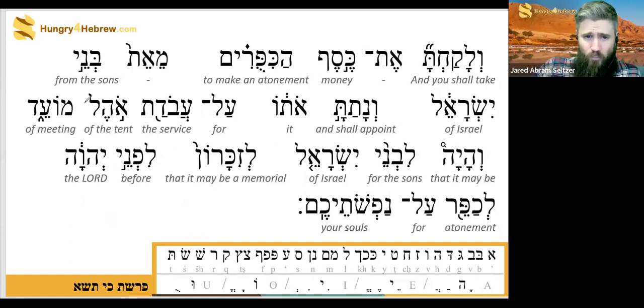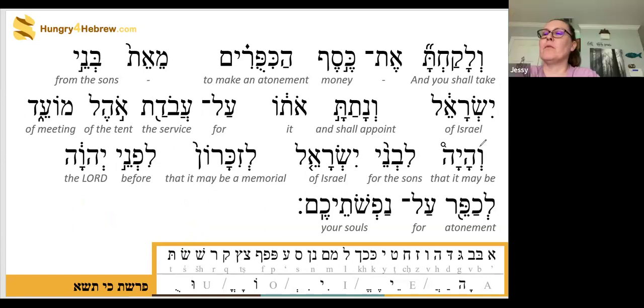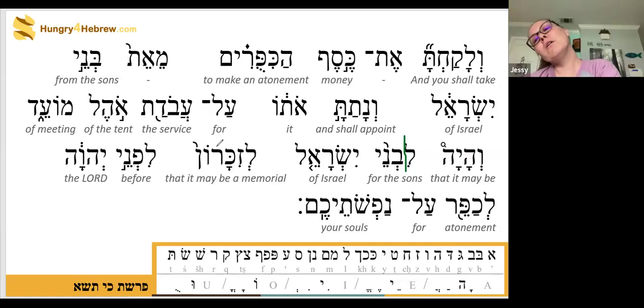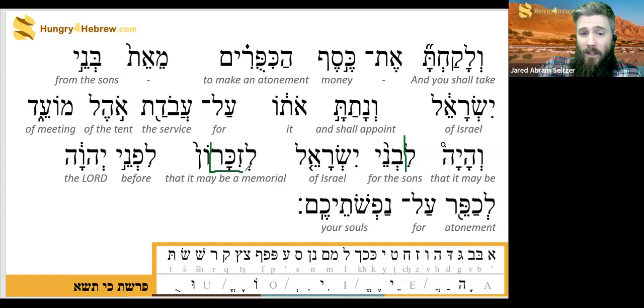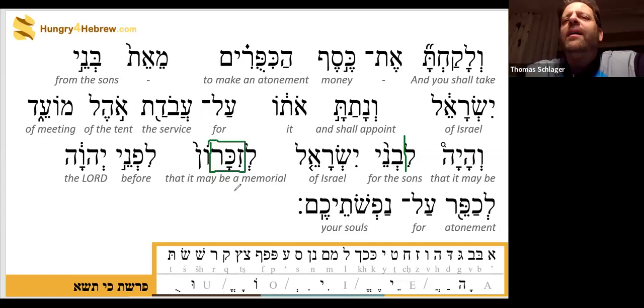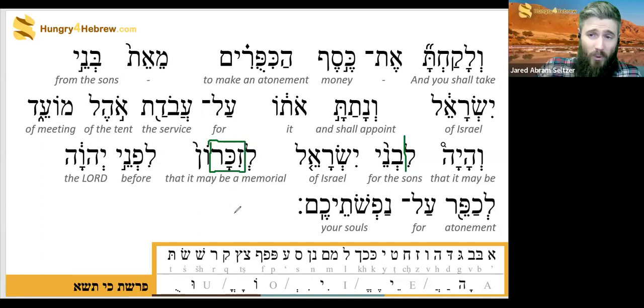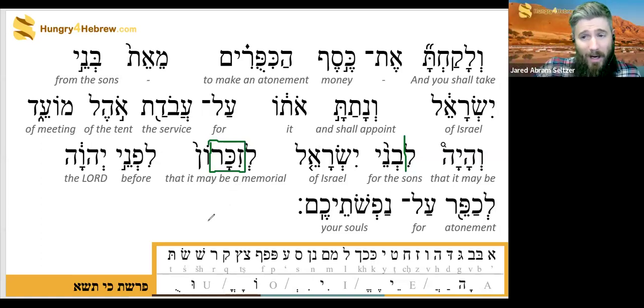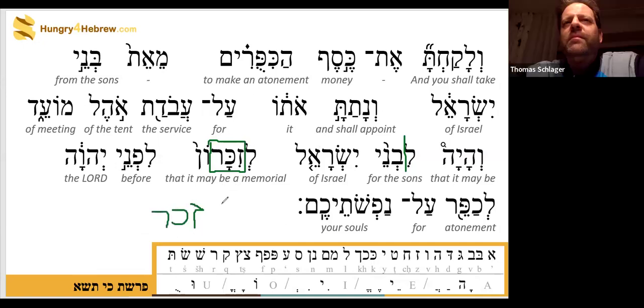Anyway, vehaya, that it will be, livnei Yisrael, the sons of Israel. Lezikaron, what's the root? Zachar. Remember. Without getting, how do I say this? The root zachar means to pierce. So if it's piercing your head, you remember it. And without getting too graphic, it's also the reason why males are called zachar.